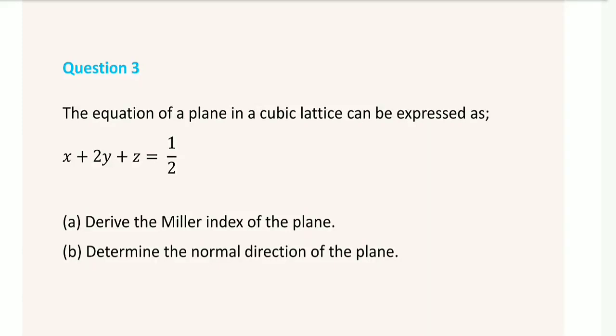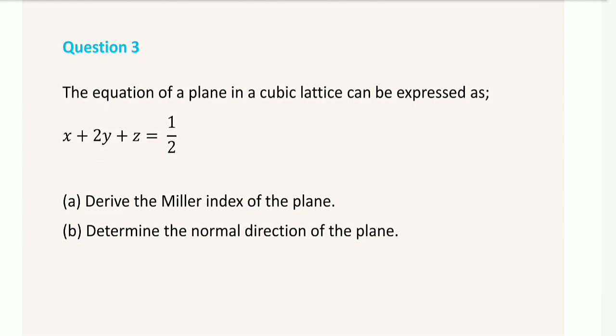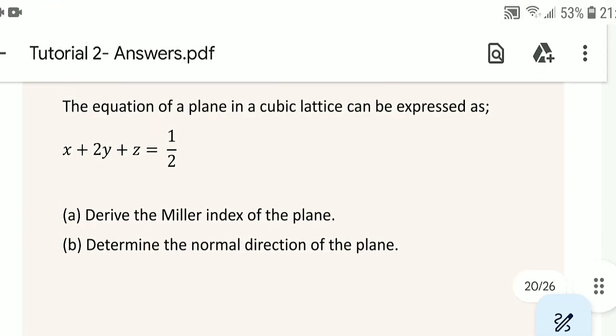In this video we are going to solve this question. The question says the equation of a plane in a cubic lattice can be expressed as x plus 2y plus z equals 1/2. This is the equation of the plane that we are given, and in part A we have to derive the Miller index of the plane. Using this equation we have to determine the Miller index of the plane. And in part B we have to determine the normal direction of the plane, the vector that is normal to the plane. So these are the two things that we have to do in this question.